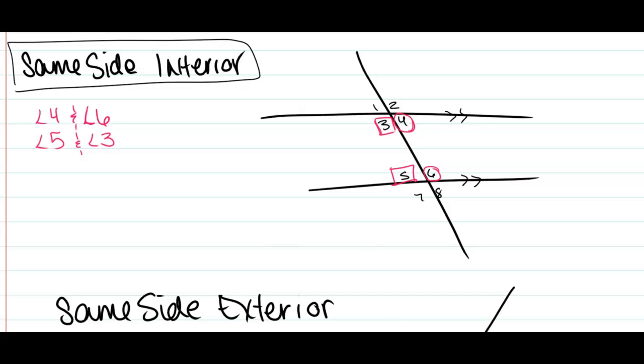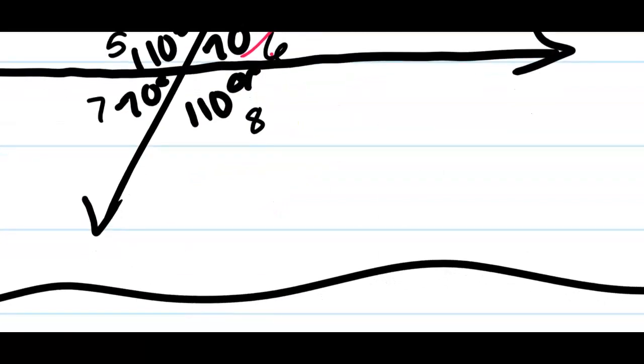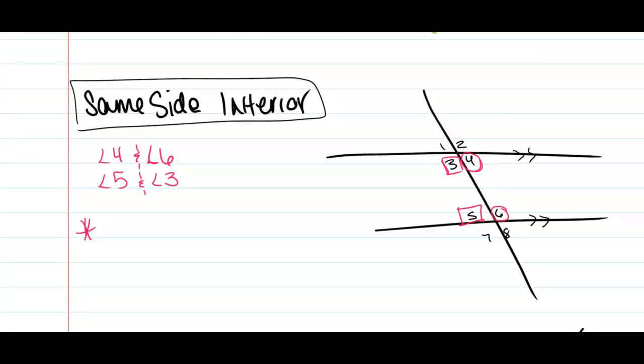Now, if we look at the relationship, angle 4 and angle 6, they're not congruent. They actually add up to 180 degrees. And the same with angle 3 and angle 5. They both add up to 180 degrees. So if they both add up to 180 degrees, these are supplementary angles. And when we know that angles are supplementary, that means that they add up to 180 degrees.